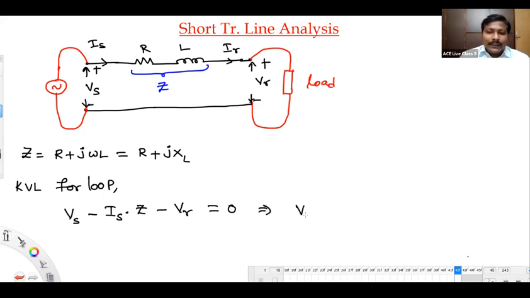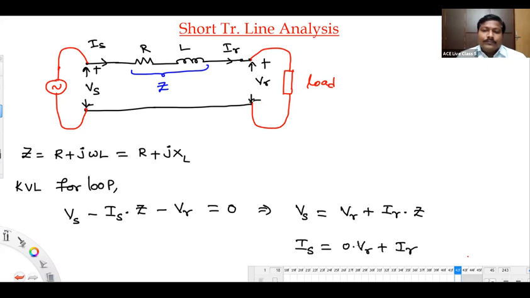Means you can write the sending end voltage will be equal to VR plus, in place of Is, you can write IR, right? Because Is and IR are exactly equal. So Vs equals VR plus IR into Z. Already Is equals IR; sending end current equals receiving end current itself. You can write that sending end current as 0 into VR plus IR. So by using these two, we can get the ABCD parameters.